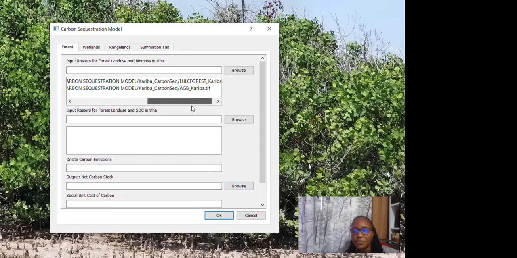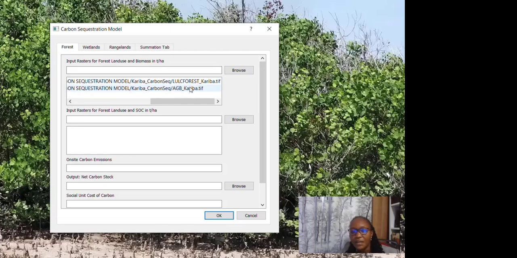Then you should be able to visualize there and see the carbon sequestration LULUCF land use land cover for forest of Kariba and the above ground biomass for Kariba. So someone may ask, where will you get the data sets for the above ground biomass for Kariba? This biomass data is generated, and you can find other observation data online. Links to where you can find this data are provided in the guide.